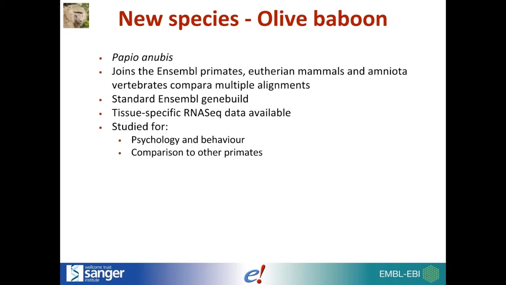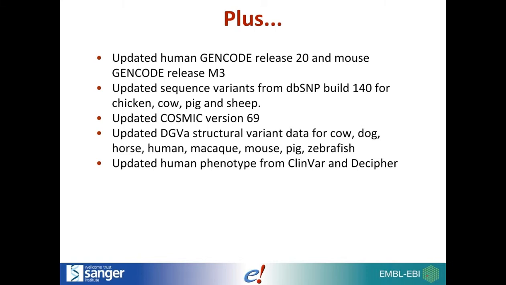The other species we've got is the olive baboon, which joins our Ensembl primates group. This was a standard Ensembl gene build, but there is tissue-specific RNA-seq data available. And we're interested in the olive baboon. It's used to study psychology and behaviour, and also for comparison to other primates that are available in Ensembl, such as, of course, human.